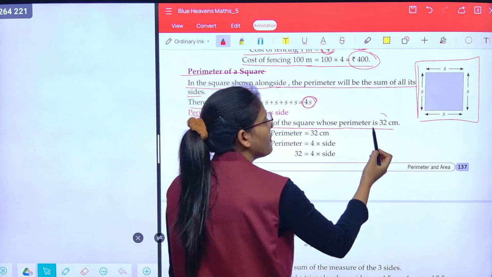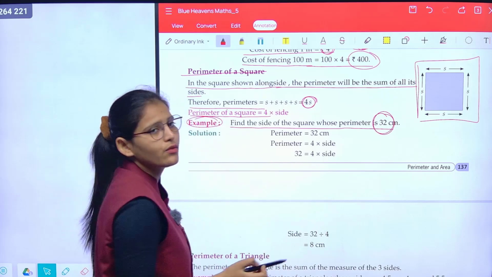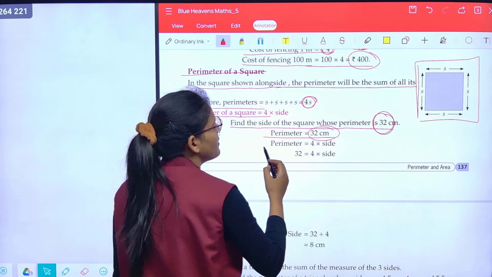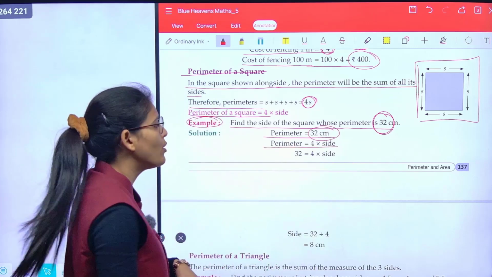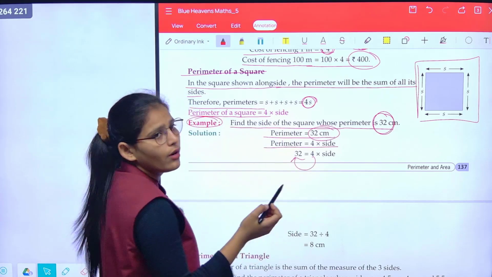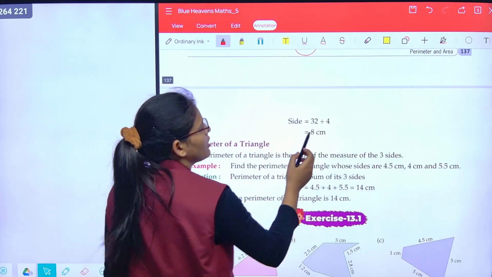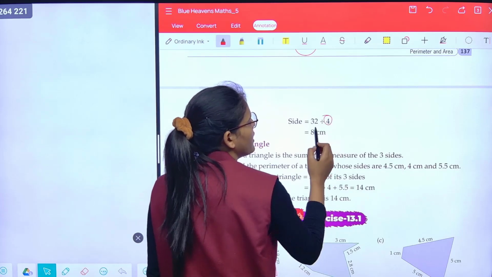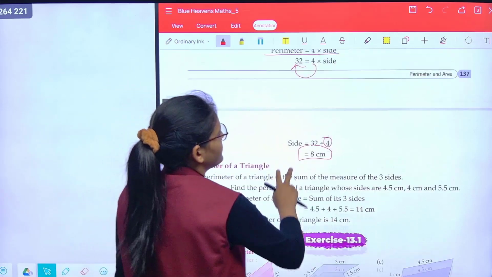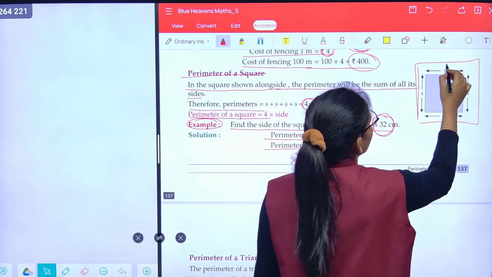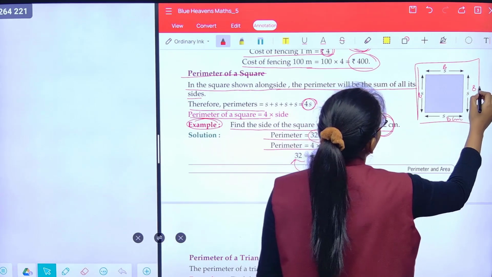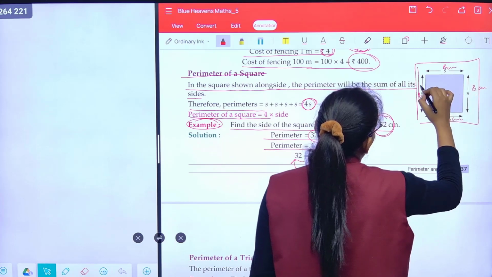यस, हमारे पास यहाँ पर पैरामीटर है, देन हमें क्या निकालना है? उसकी साइड को फाइंड करना है. तो पैरामीटर इज इक्वल टू 32 सेंटीमीटर, पैरामीटर इज इक्वल टू 4 इंटू साइड. सो अब ये 4 डिवाइड हो जाएगा. तो साइड इज इक्वल टू 32 डिवाइडेड बाय 4 इज इक्वल टू 8 सेंटीमीटर. तो जो अब ये फिगर है यहाँ पर, सो 8 सेंटीमीटर, 8 सेंटीमीटर, 8 सेंटीमीटर, 8 सेंटीमीटर इनकी वैल्यू है क्लास. अंडरस्टैंड क्लास?